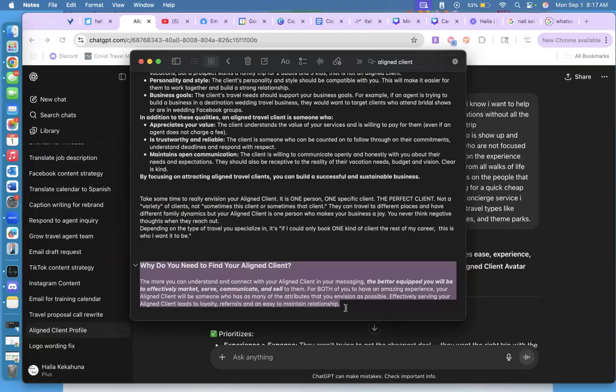For both of you to have an amazing experience, your aligned client will be someone who has as many of the attributes that you envision as possible, right? Because again, nobody's going to be absolutely perfect, right? But effectively serving your aligned client leads to loyalty, referrals, and an easy to maintain relationship. Okay, this is a huge part in keeping your clients and getting those referrals.